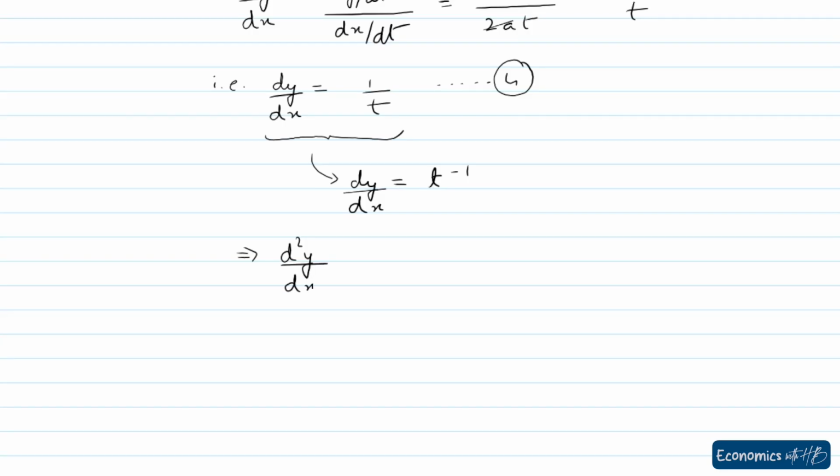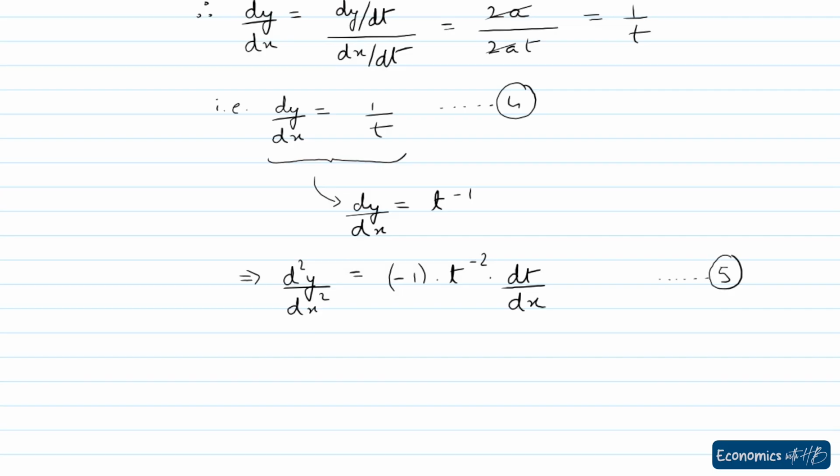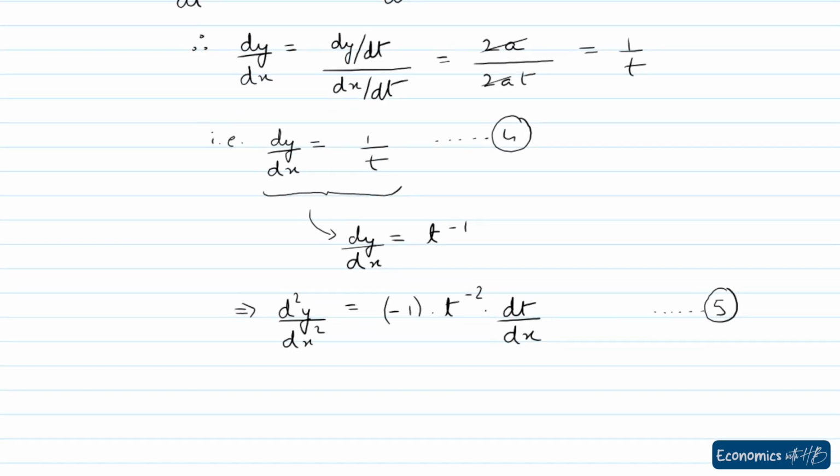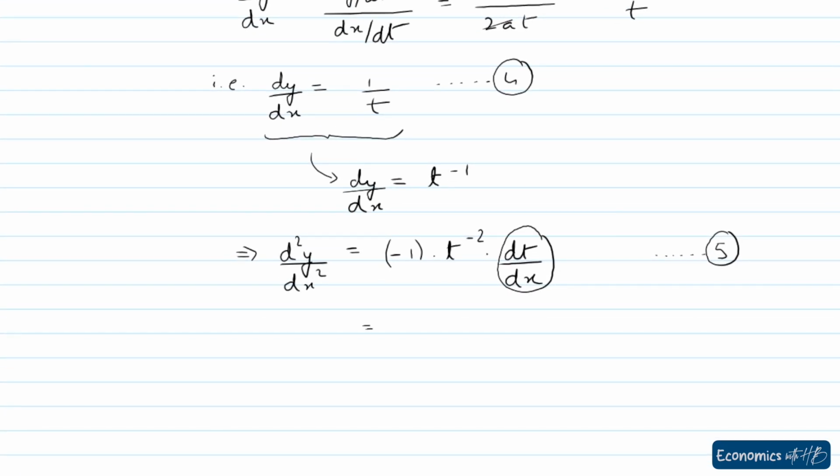we get d2y by dx square is equal to minus 1 into t to the power minus 1, which is minus 2, into dt by dx, because we are differentiating this one with respect to x. Now if we see, dt by dx is the reciprocal of dx by dt. So dt by dx is 1 by 2at. We get d2y by dx square is equal to minus 1 by t square into 1 by 2at. Finally we get minus 1 by 2at whole cube.